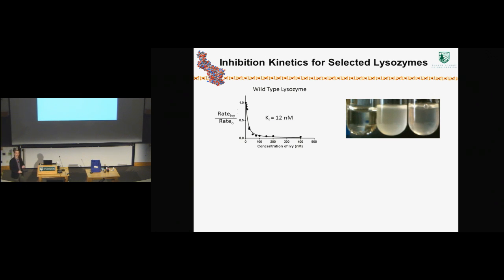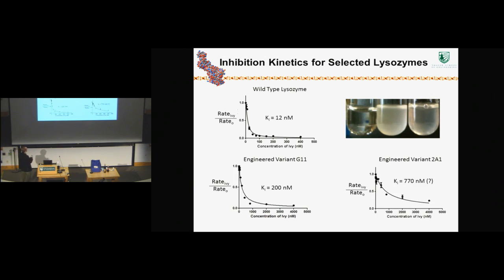Two of the enzymes that were isolated with this FACS GMD assay are the engineered variant G11 and the engineered variant 2A1. So these are plots that I'm showing here, or analogous plots to what we showed for wild-type human lysozyme. Notice the difference in scale. This goes out to 500 nanomolar IV as opposed to 500 nanomolar IV.